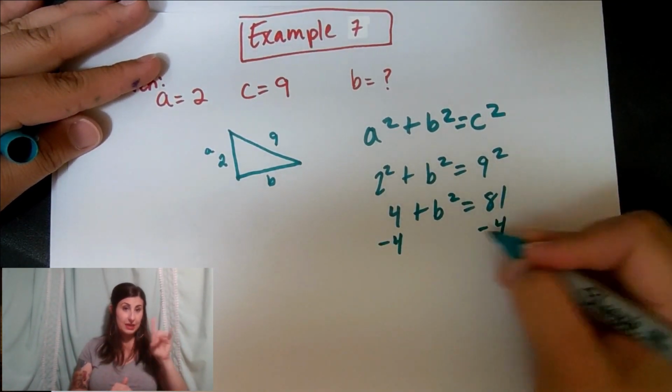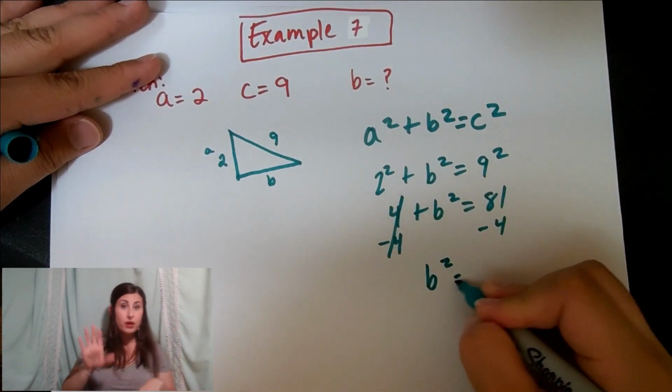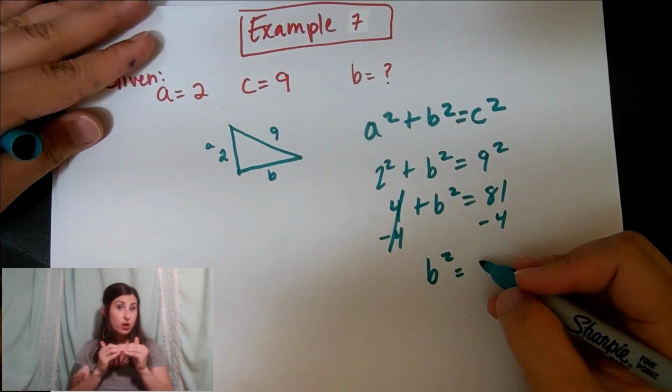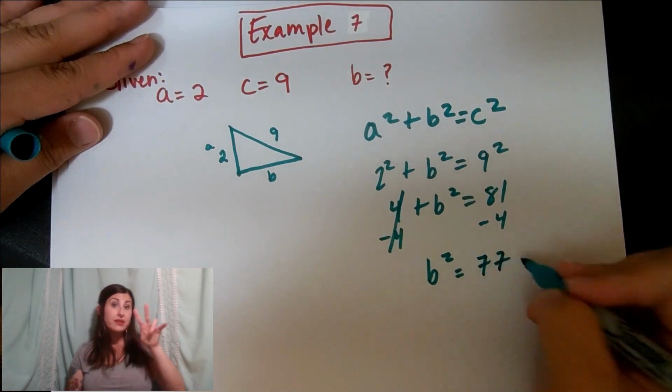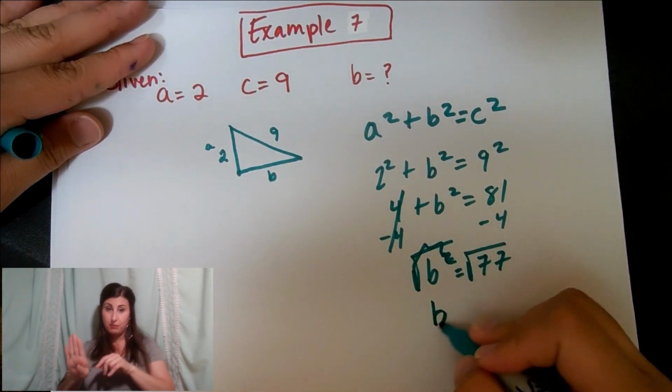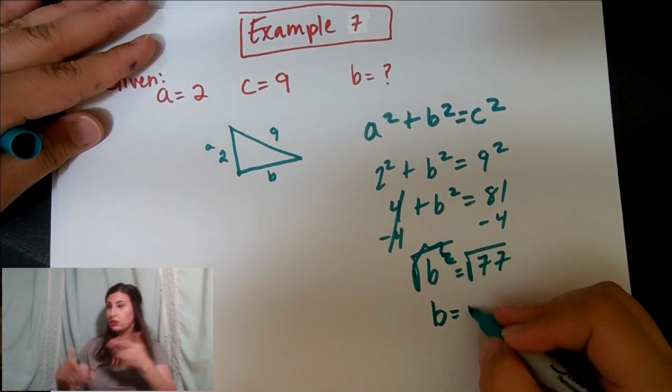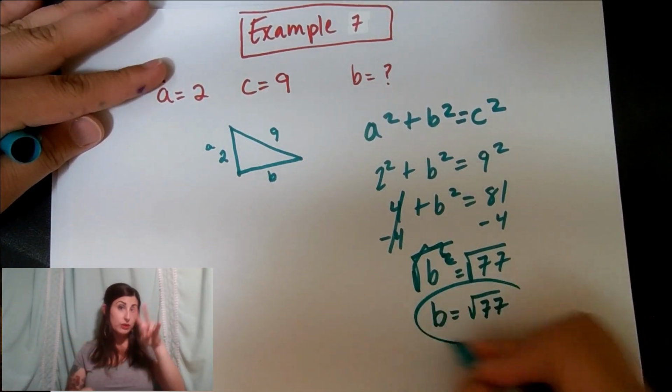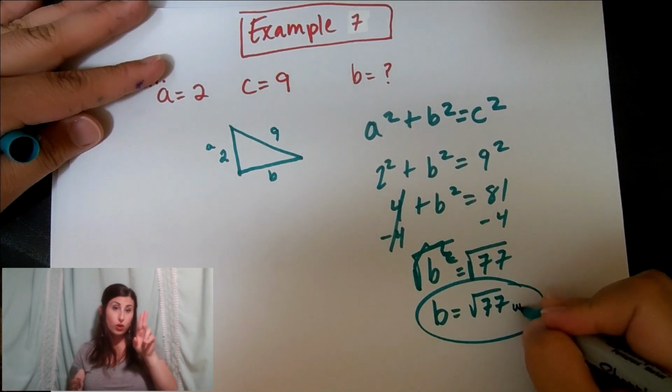Minus 4, minus 4, B squared equals, what is that going to equal? 77. Take the square root of that, square root of that. That's the inverse, so I get back just B. B equals the square root of 77. Okay, and I'll say units.